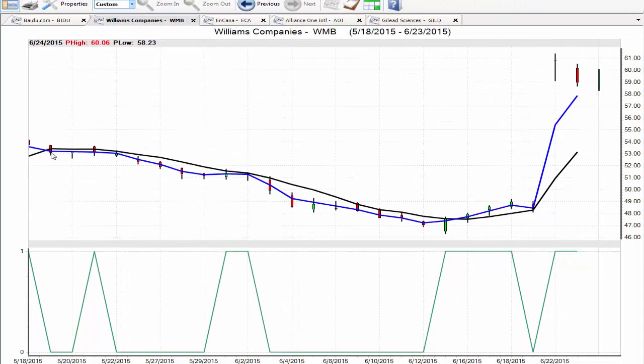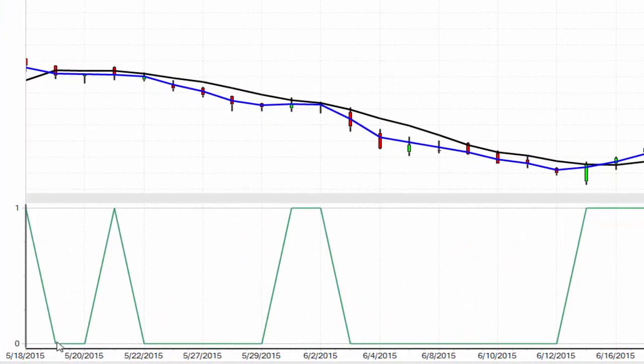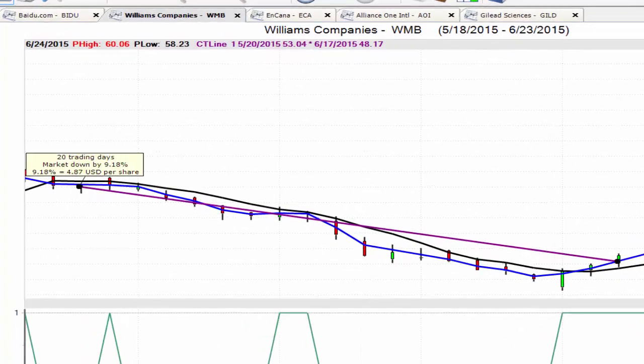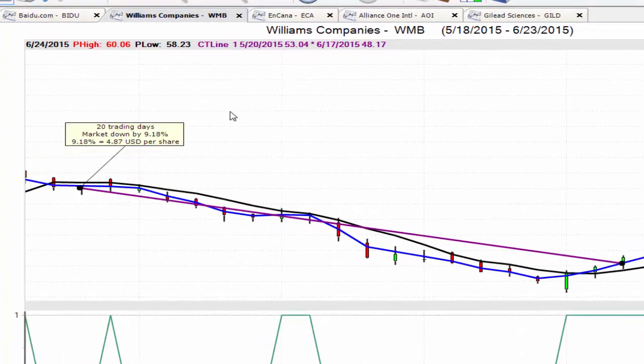Now, conversely, when you see that, you want this indicator down in the 0. Naturally, if the trend is expected to go down, you want to see weakness. That trend starts falling, Williams Companies' stock starts losing value, and you make profit to the short side. 9%, about $4.87 per share.